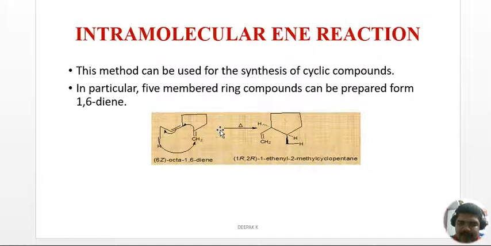Where the ene and enophile will be present in the same molecule. So what do you need to find? Allylic hydrogen migration followed by the rupture of a pi bond and the migration of another pi bond. And this is all about our ene reaction.